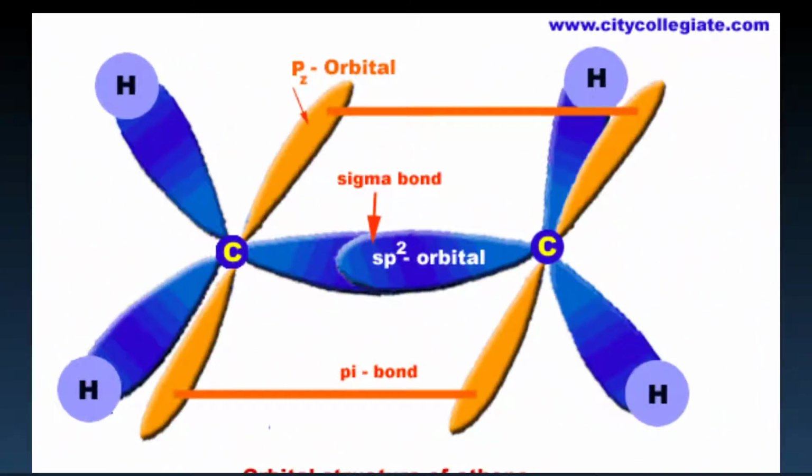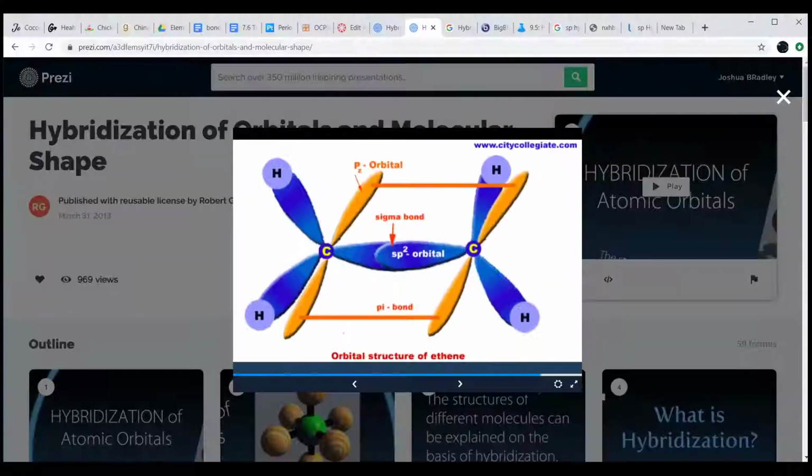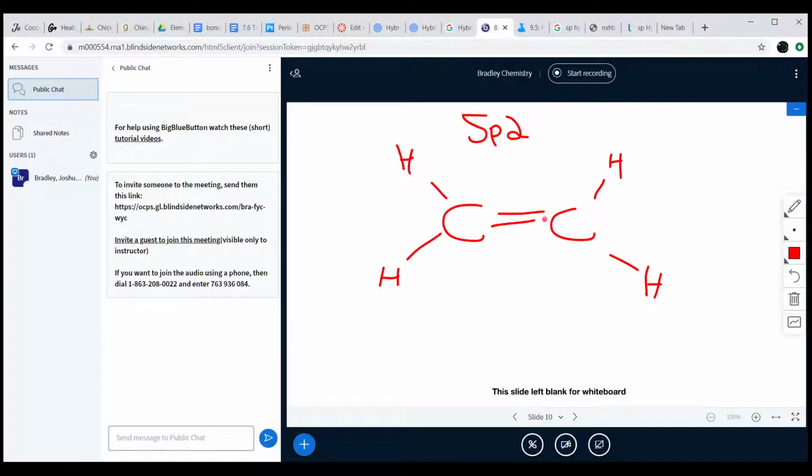And this one, it's also showing that we have a pi bond. So let's go back to our image here before. We have our single bond, and then we have 1 double bond, which is what we expected there.